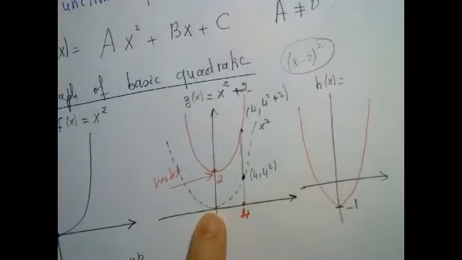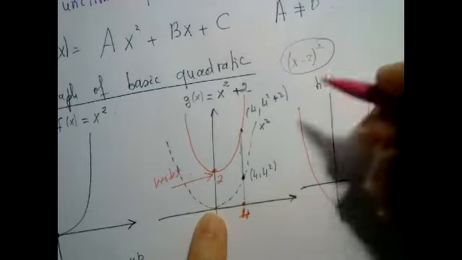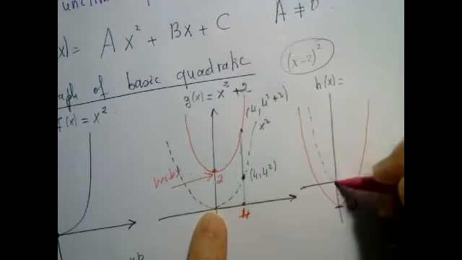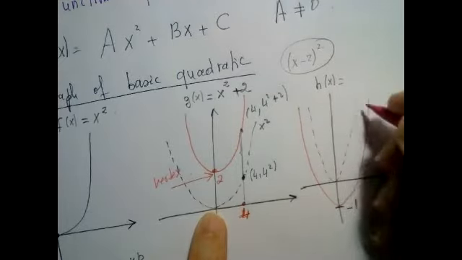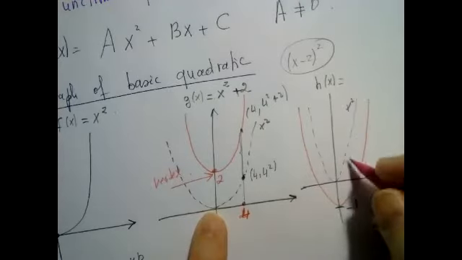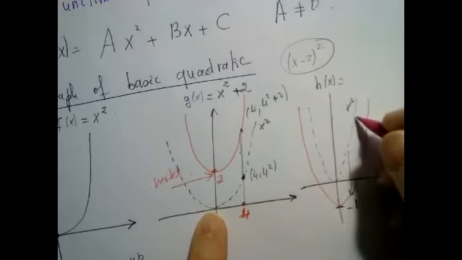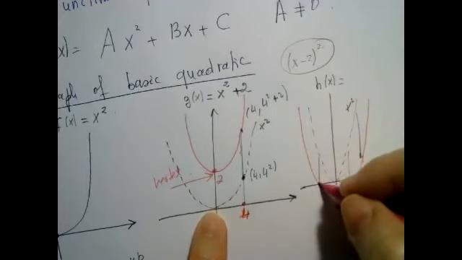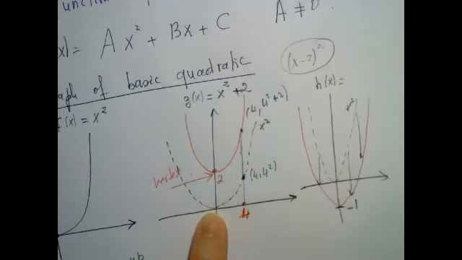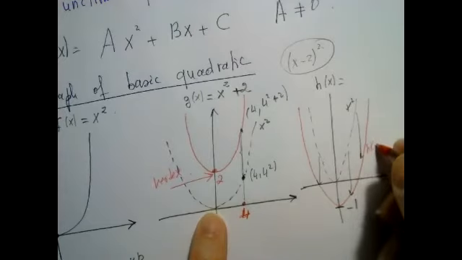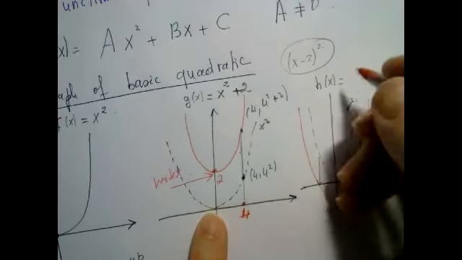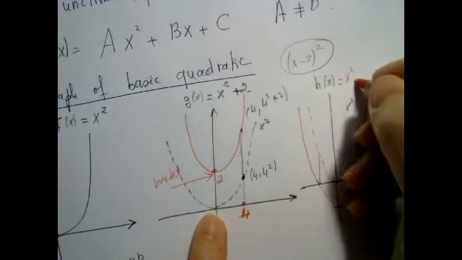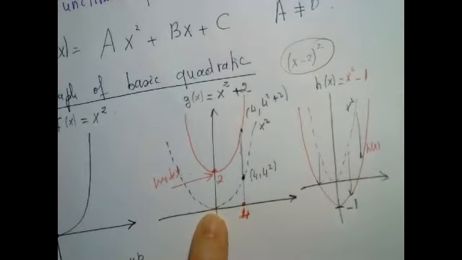Back to you guys. What do you think the formula will be for h of x? It's the same parabola, x squared. I'm going to take it down by 1. Shift everything down by 1. What do you think the formula is for h? Exactly, it's going to be x squared minus 1. Yeah, x squared minus 1.